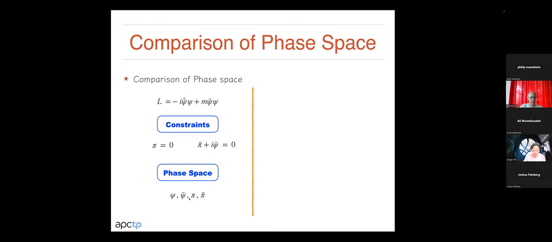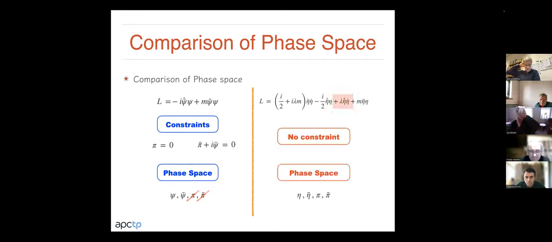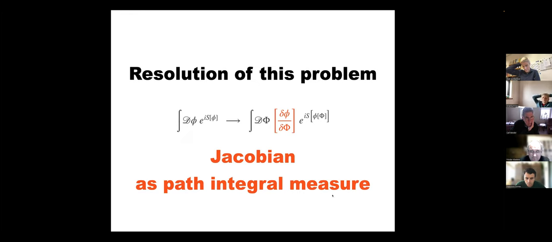Usually for this free fermion, because of the constrained phase space, this one is killed, so you only have psi and psi bar. But here, if you have this term, there is no constraint, because this term does not give a constraint, so the phase space is full. You have four variables in your phase space. That was really a problem.